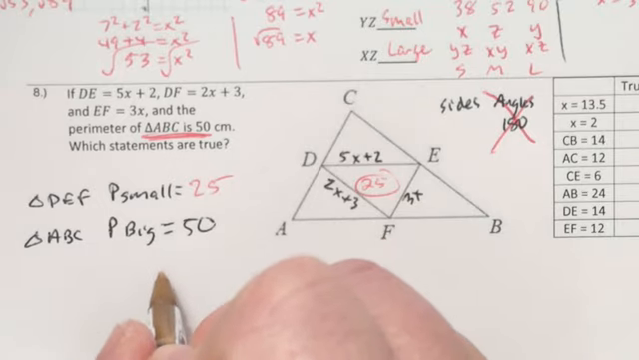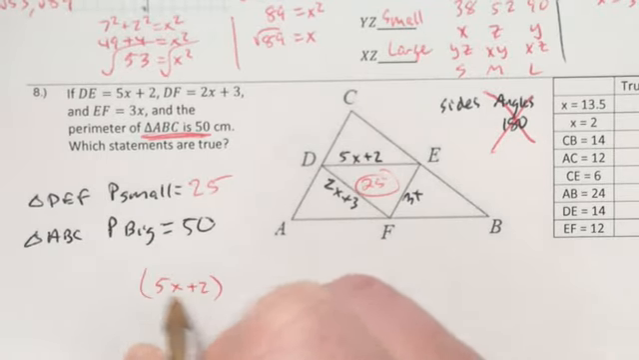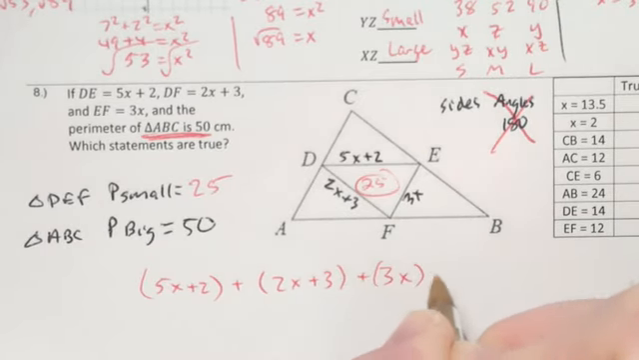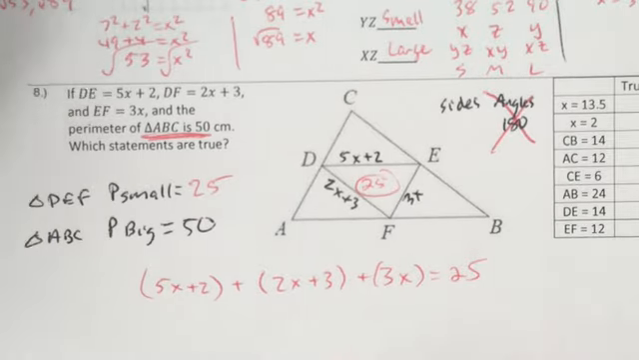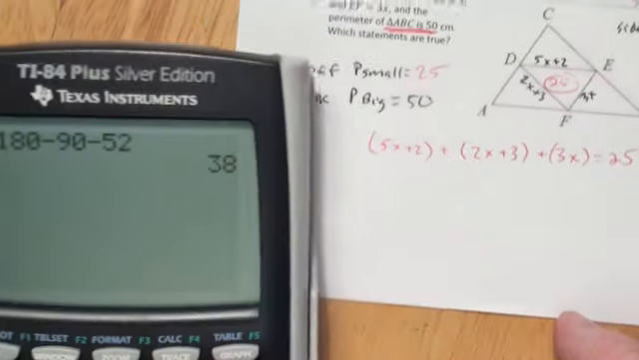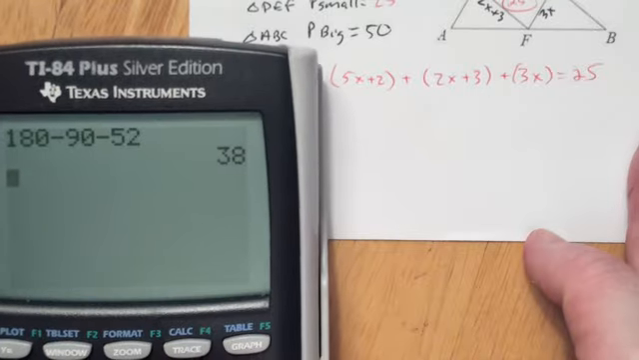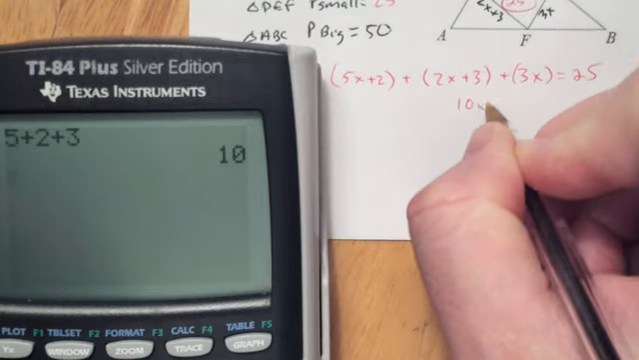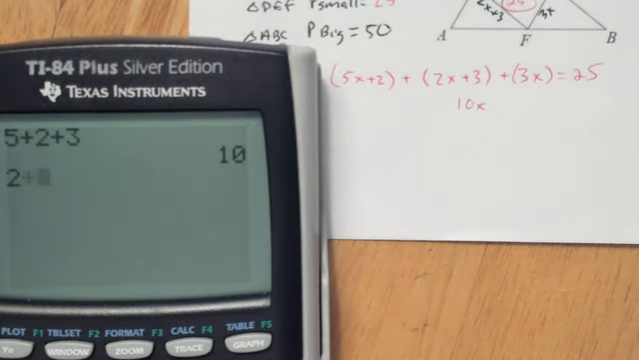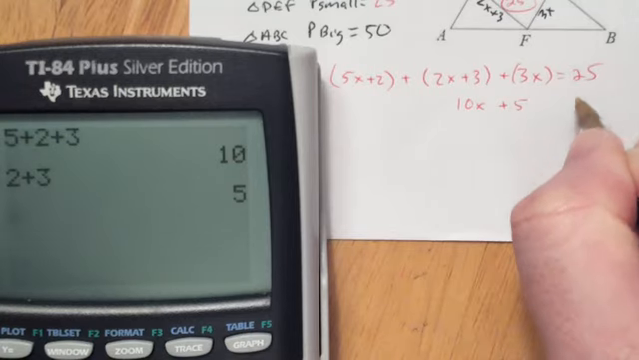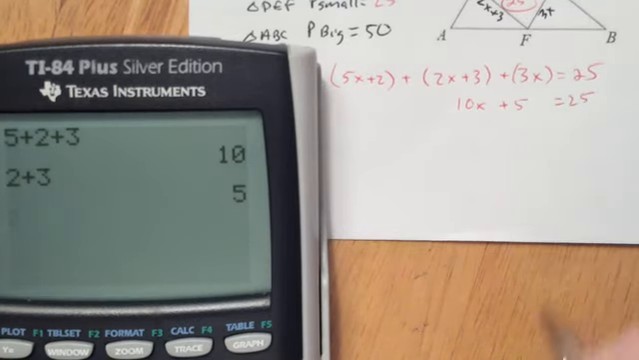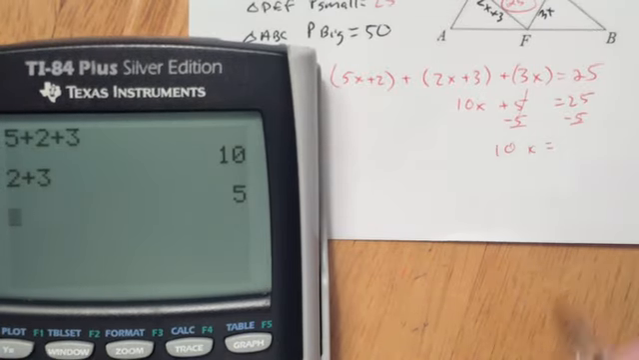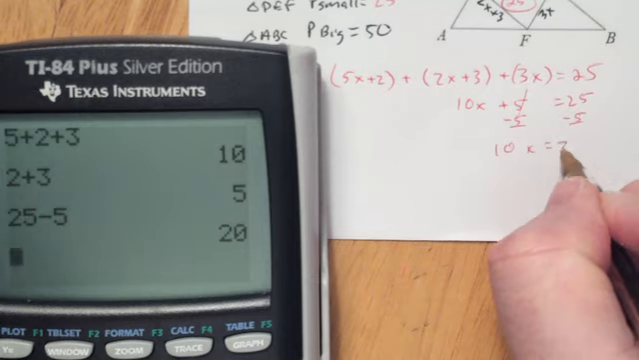So let's go ahead and do that. We know 5x plus 2 plus 2x plus 3 plus 3x equals 25. I'll show my calculator so you can see what's going on in my head. Very dangerous place to be. All right, so we have 5 and 2 and 3. Those add up to 10x. We have 2 plus 3, and that's 5. All that is equal to 25. I subtract 5 from both sides. I get 10x is equal to 20.